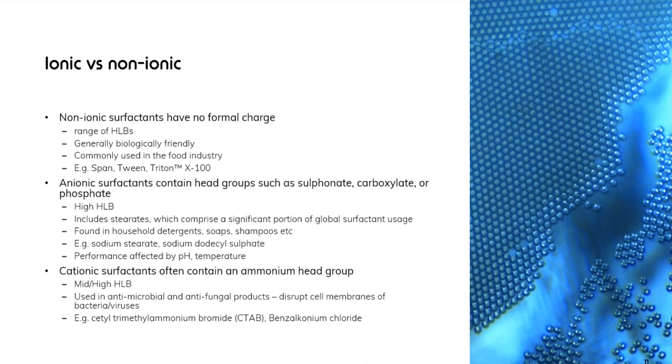Anionic surfactants, on the other hand, tend to contain either a sulfonate or carboxylate or phosphate head group with a long hydrocarbon tail. Typically, they are high in their hydrophilic balance, simply because the charge is very preferably solvated in polar solvents. This class of surfactants includes stearates, which comprise a significant portion of global surfactant usage in detergents and soaps. Something like 50% of global surfactant use is in the stearates category. So yes, they're very commonly found in household detergents, shampoos, conditioners, and the like.